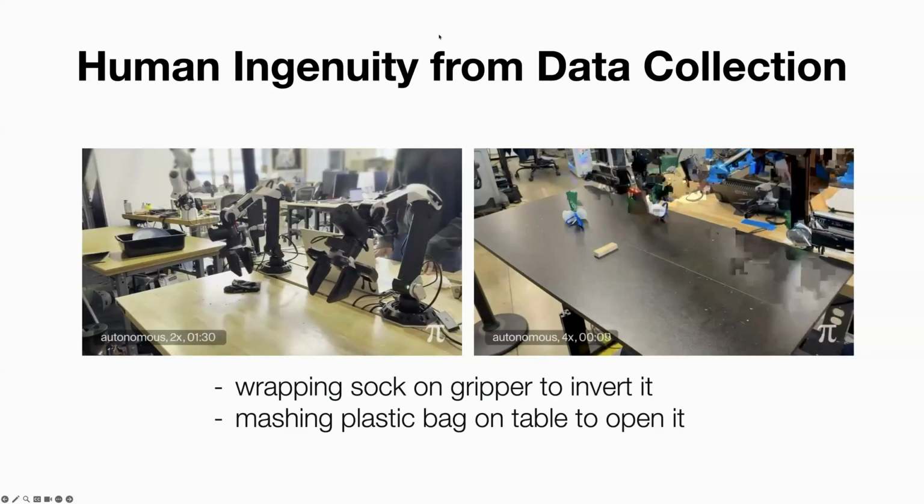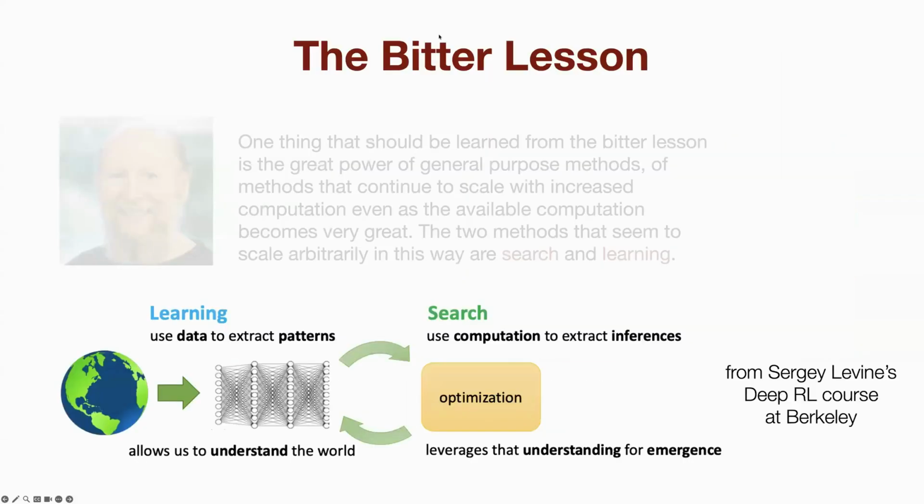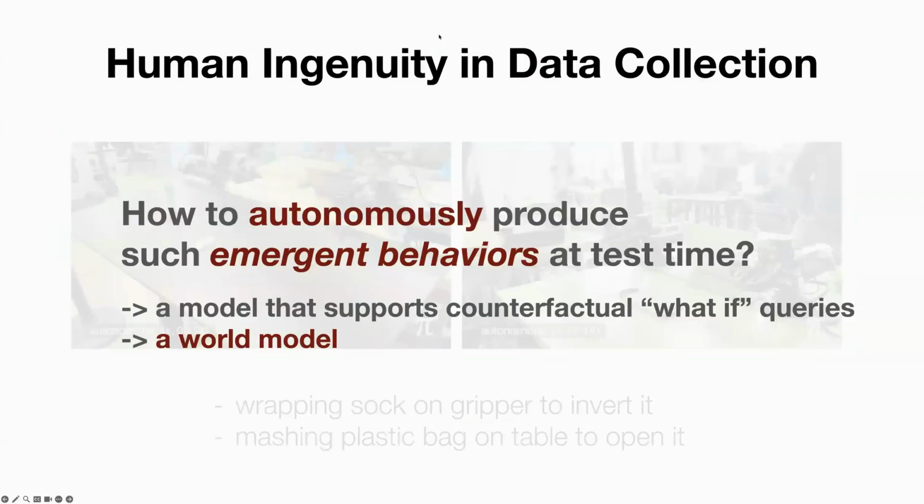And if you want to go beyond that, the natural question is how do we autonomously produce such emergent behaviors at test time? I think the key here is that we need a model that supports counterfactual what-if queries, so that we can reason at test time about how actions change the environment and synthesize solutions from there. And that is a world model.